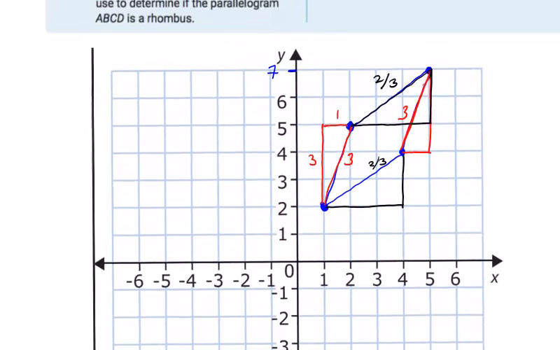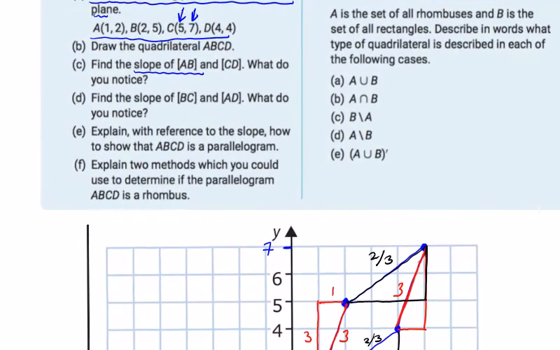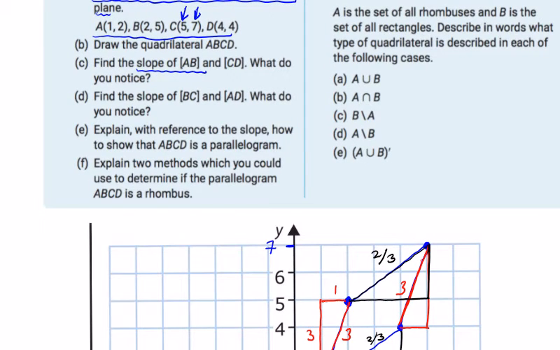So let's go back and see what they were asking us. So we found the slopes, they were the same. And we found the other slopes and they were the same. And explain, so we did these two, we got 3 and 2 over 3. Explain with reference to the slope how to show that ABCD is a parallelogram. So we could say here that opposite sides have the same slopes, and opposite sides are also equal in length, so ABCD is a parallelogram.